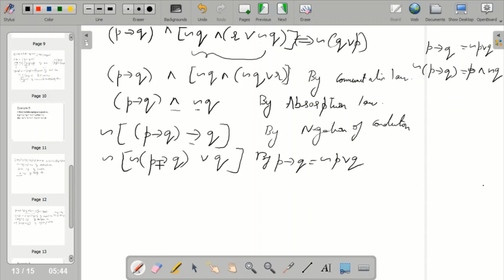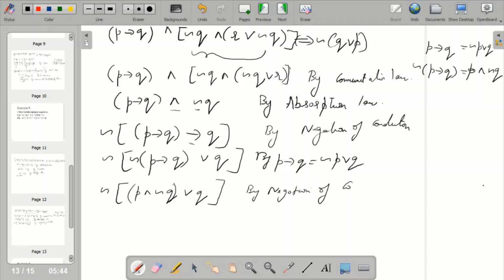Now how can we solve this particular one? Again we'll try to solve this negation of this p conditional. So keep as it is. This is negation now, so it will be p and negation q or q. P and negation q or q. So this is one section. Again by which law? By negation of conditional.